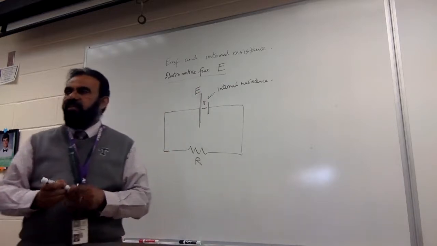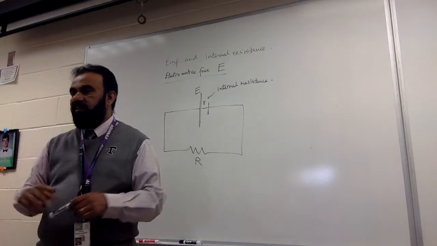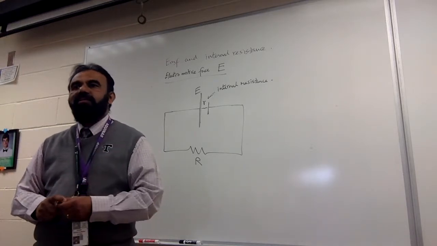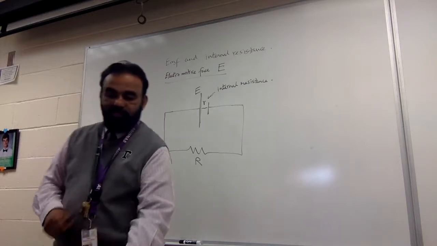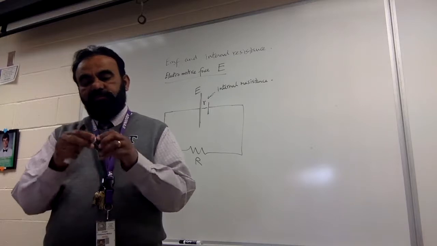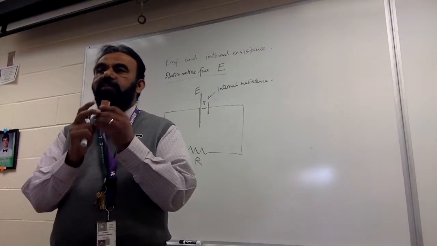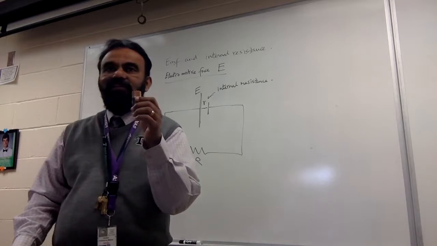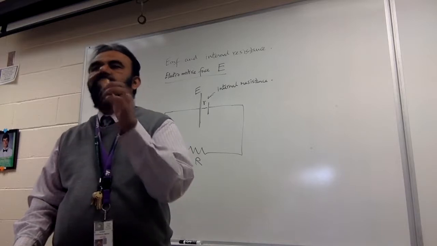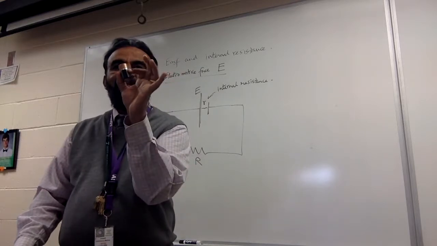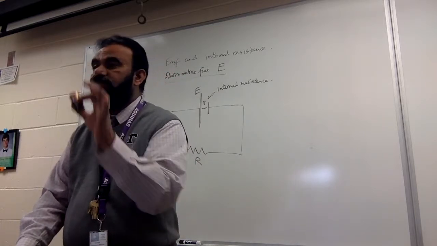Now in the previous class I must have written it as V, just like that, because I didn't teach you what EMF is. But now you understand EMF. So what is written over here on this cell? 1.5 volts. What is that? That is the EMF of the cell. What is written on the cell is actually the EMF.